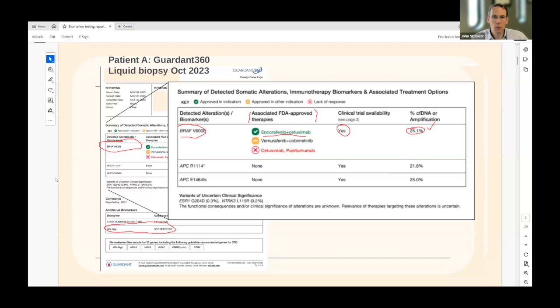Any other follow-up questions on this one, Manju, before I advance? I think this is good.